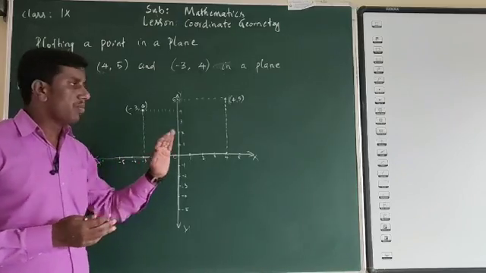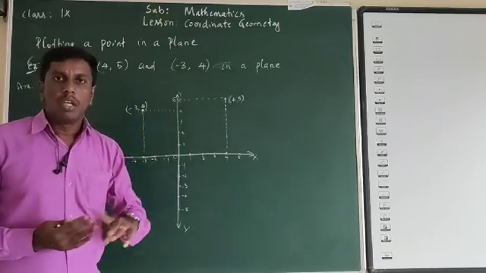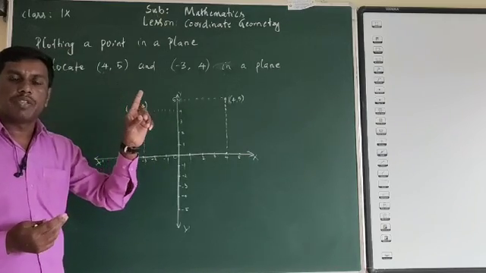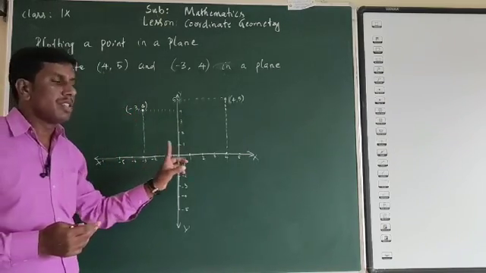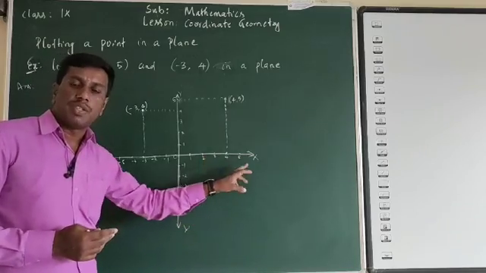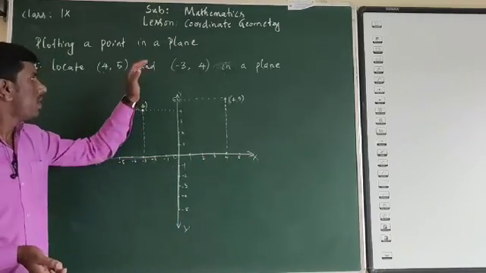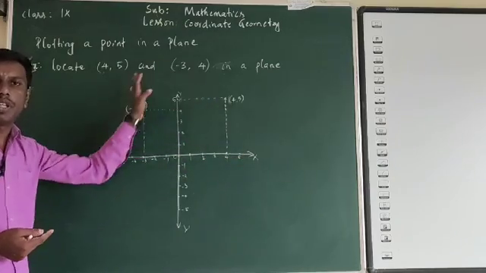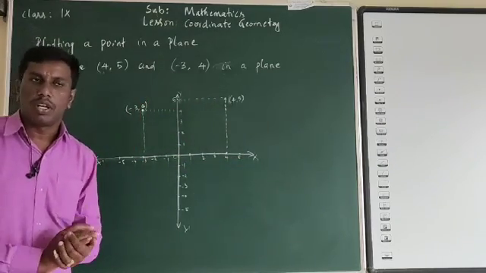If the point lies in the first quadrant, both signs must be positive. If x is negative and y is positive, second quadrant. Both negative, third quadrant. If x is positive and y is negative, then fourth quadrant. So by observing the signs itself, you need to find the quadrant. That is a frequently asked question.